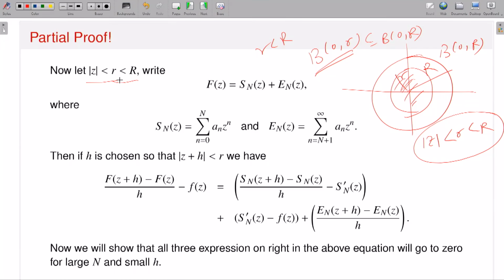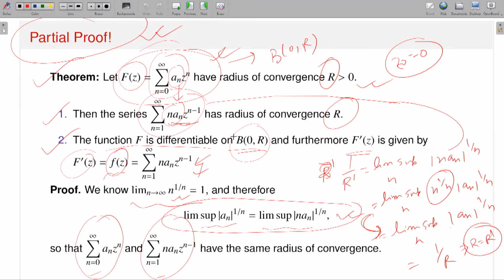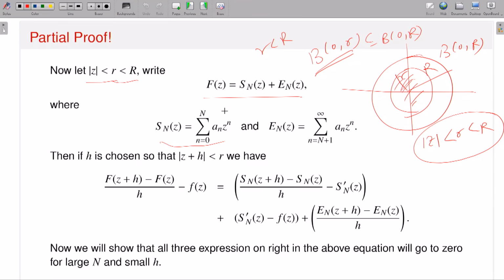Now I am starting with mod z strictly less than r, and I decompose my sum function capital F into two parts. One is Sn, the partial sum up to the capital Nth term, and then you have the tail of the series. So Sn is the partial sum of my power series, the sum over n from 0 to infinity of a_n z^n. This is n from 0 to capital N, and this is the tail of my power series.